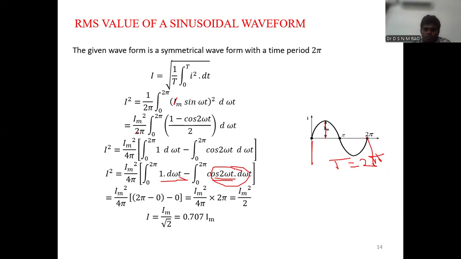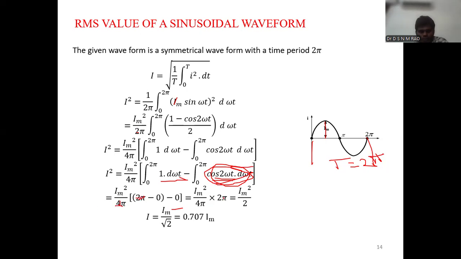Sin 0, sin pi, sin 2 pi, sin 3 pi, sin 4 pi, sin 5 pi, for any value of n, sin n pi will be 0, so this term will become 0. So Im square by 4 pi of (2 pi minus 0). So Im square by 4 pi into 2 pi, pi will get cancelled.